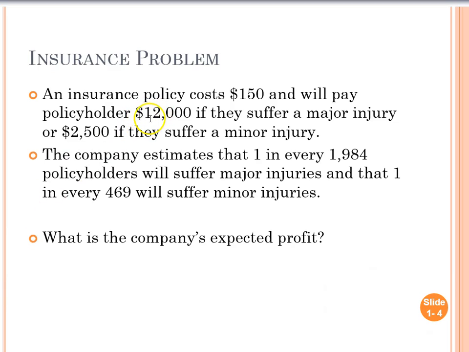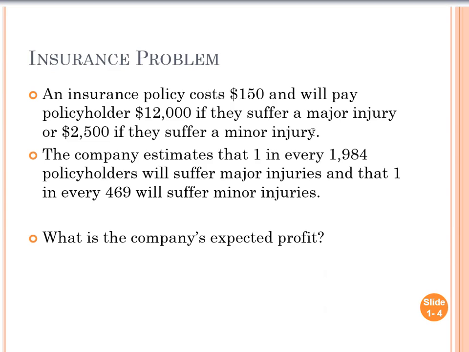So the insurance company pays them $12,000 if the policyholder suffers a major injury. But if that person suffers a minor injury, they pay $2,500. If they don't suffer an injury, they don't pay them anything. The policy costs $150, so for everyone who signs up, the insurance company receives $150. So there are three possible outcomes. The policyholder is not injured, the policyholder is injured majorly, or the policyholder suffers a minor injury. Those are disjoint events because they cannot occur at the same time.